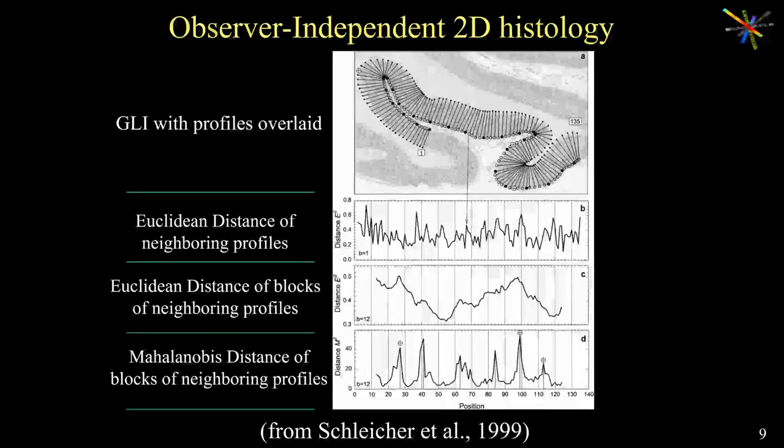Something is changing in the interior of the gray matter from the blocks to the left to the blocks to the right. And so I'm going to say that because the gray matter is changing, this may be a boundary between two cortical areas. And that's what's shown here, this series of computations that ends up with a Mahalanobis distance at the bottom.